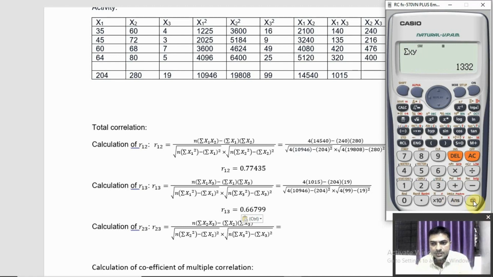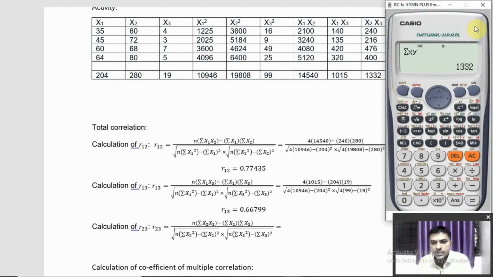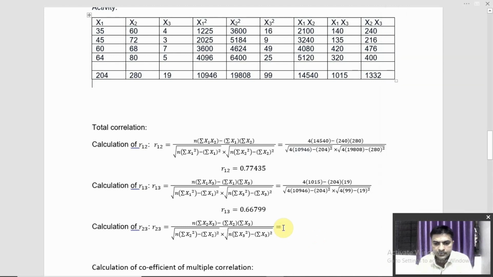So this is equal to 1332. You can just see, 1332 is the answer, x2 and x3. Then directly, without substituting anything, you are going to get the answer R23, that is the correlation coefficient. Please remember this: shift 1, 5 and 3, equal to, yes students, it is 0.04688. Directly take the answer, that's the correct one.